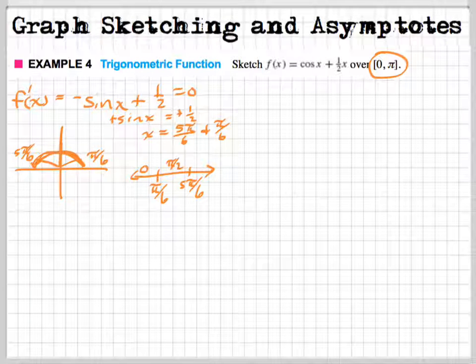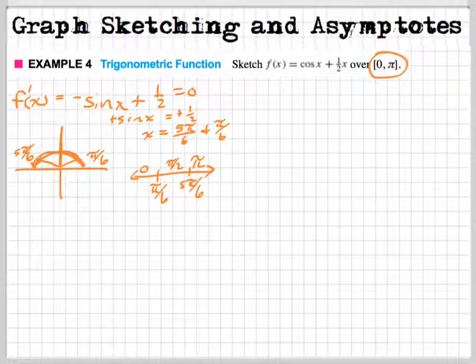And then let's also try something after 5 pi over 6, which would be pi. And let's plug those in. Remember, we're plugging them into f prime because we're trying to find out what the slope is, so that we know if f is increasing or decreasing.